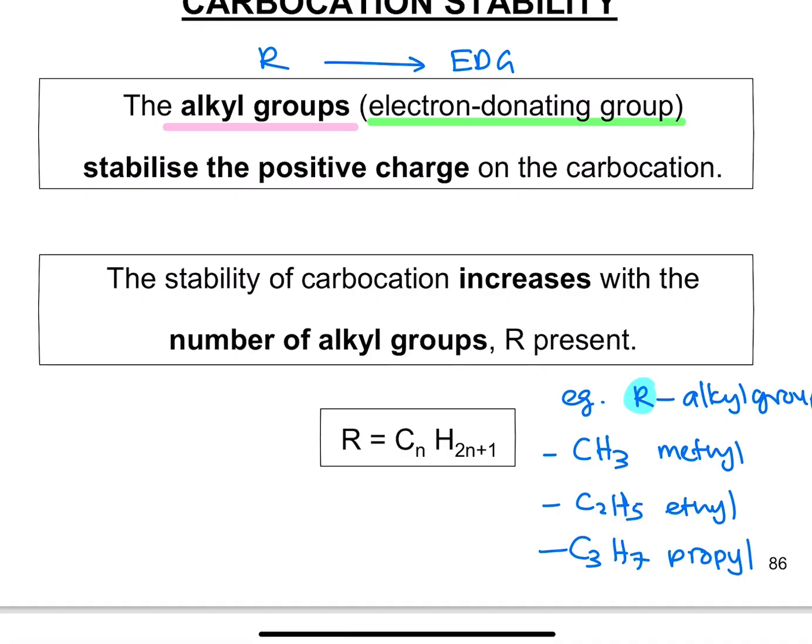Okay, so that means they are very helpful to stabilize positive charge. Obviously, kalau ada positive charge, maksudnya dia kurang elektron kan. Jadi, bila kita ada EDG, dia akan stabilize the positive charge on a carbocation. So, overall conclusion is that bila ada lebih banyak R group, so as you can see, when you increase the number of alkyl group, stability of carbocation increases.